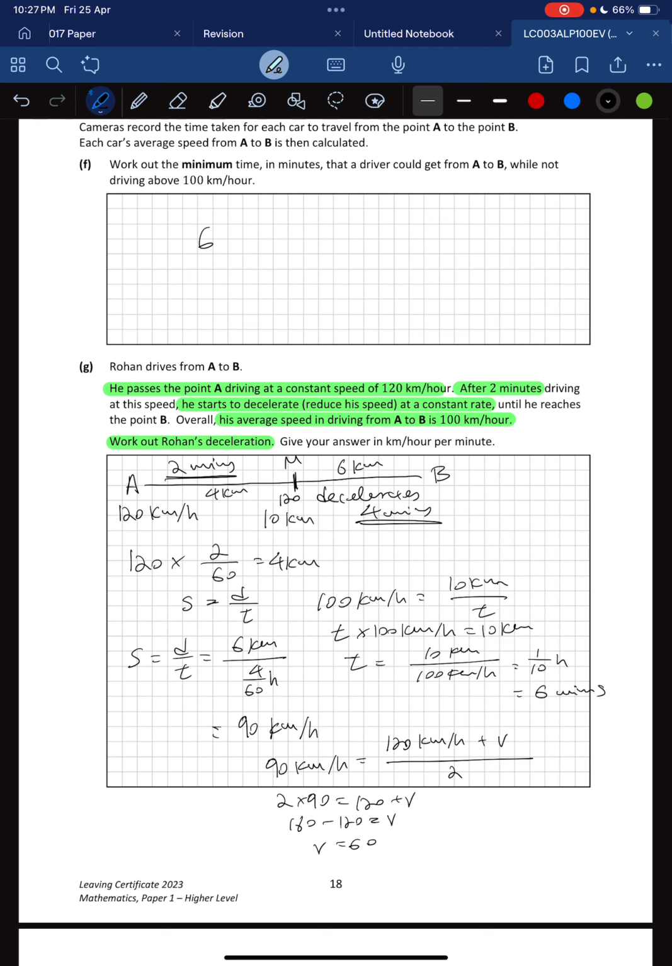So now we have everything we need to find the deceleration, since we know here it starts at 120 and here it ends at 60 and it happens over 4 minutes. Then we know that the change in speed is 60 kilometers per hour. So delta S is 60 and it happened in 4 minutes. So 60 over 4 is 15. So the final answer is 15 kilometers per hour per minute deceleration.